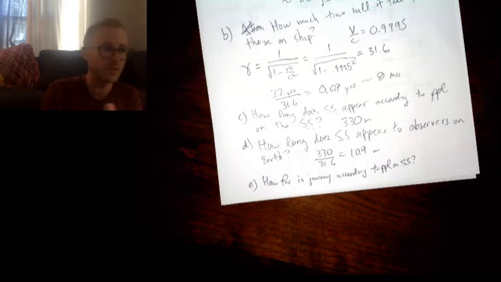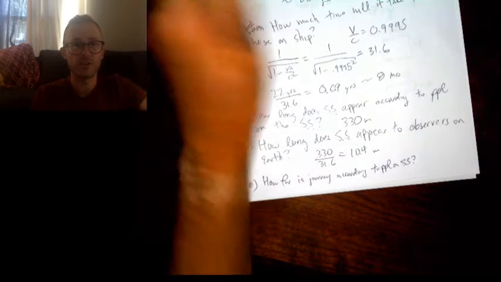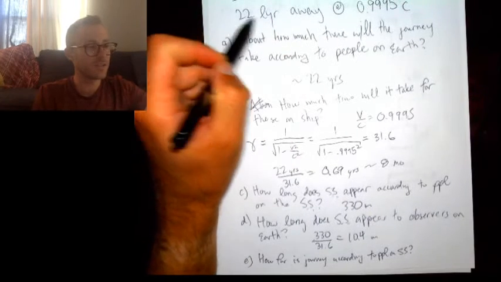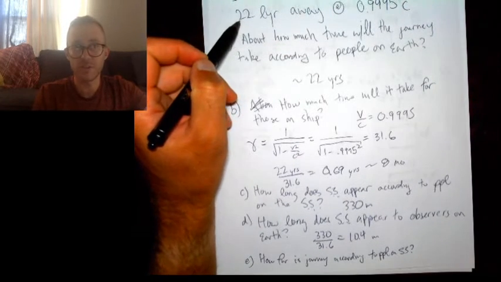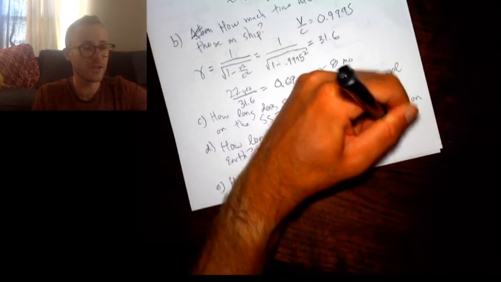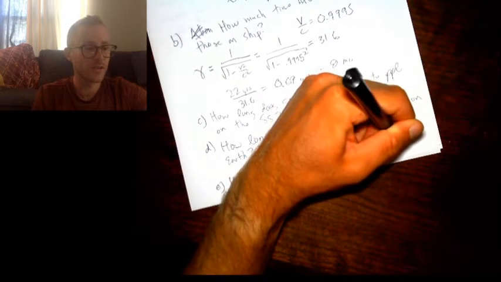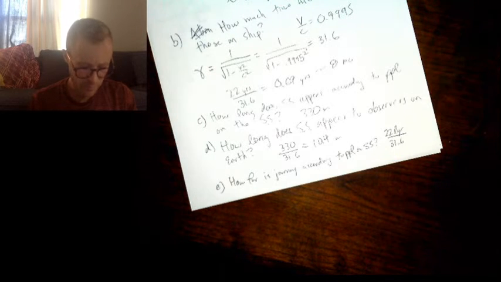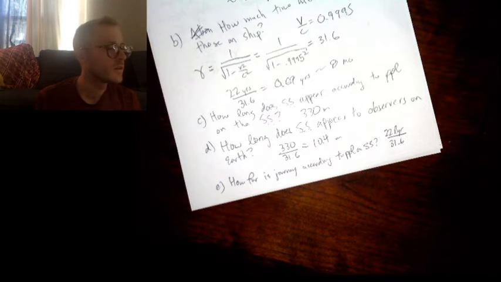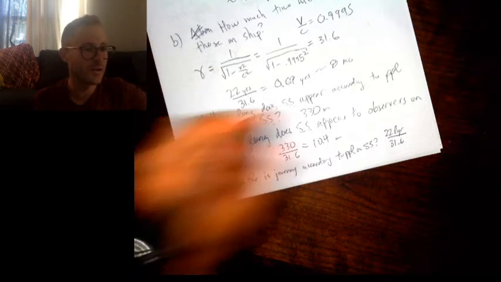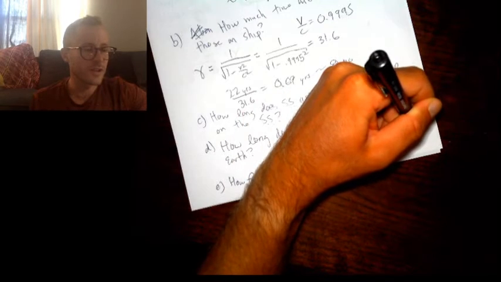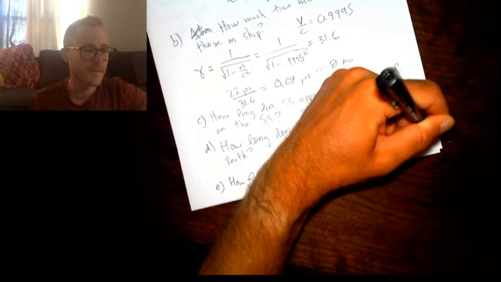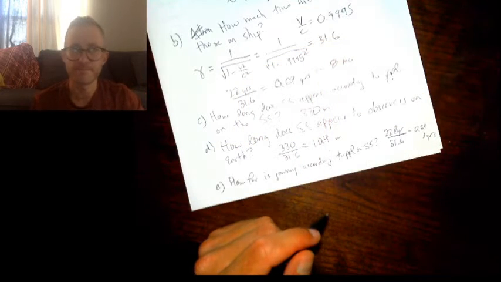So if you're on the spaceship and you're going close to the speed of light, you're not going to see it as 22 light years for the journey. It's going to be less than 22 light years. It's going to be Lorentz contracted to 22 light years over the gamma, 31.6. 22 over 31.6, I already did it, it's going to be about 0.69 light years. So it's a much shorter journey.